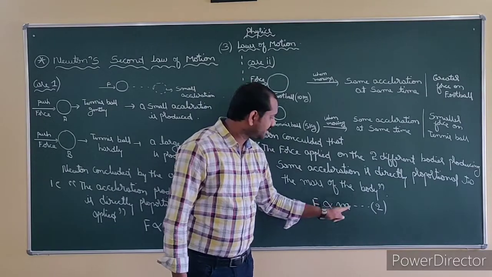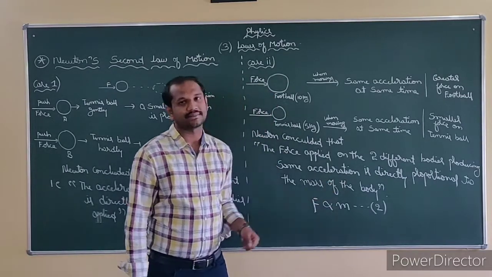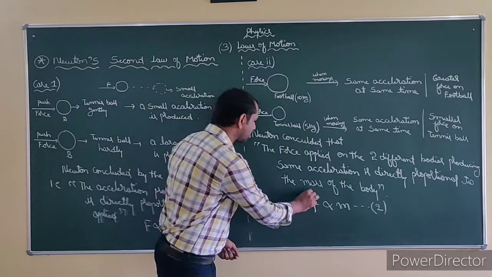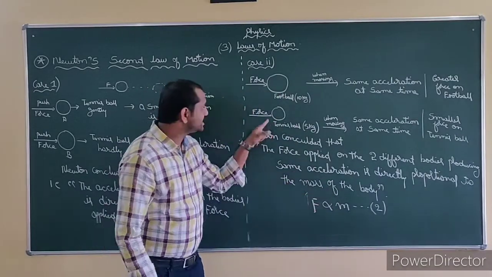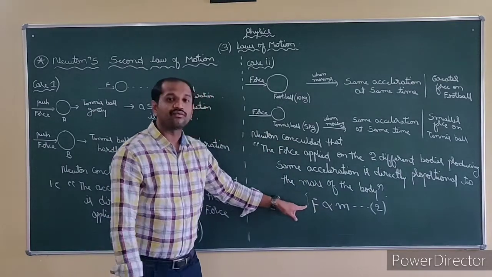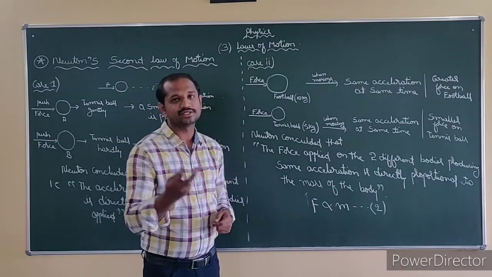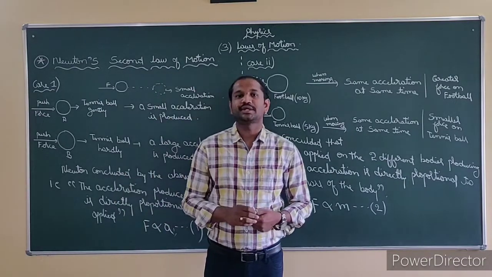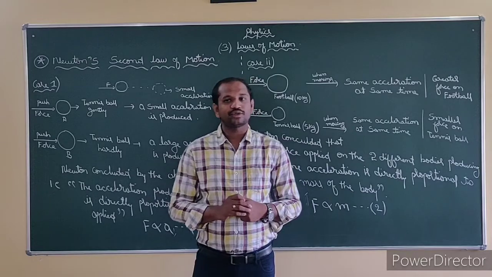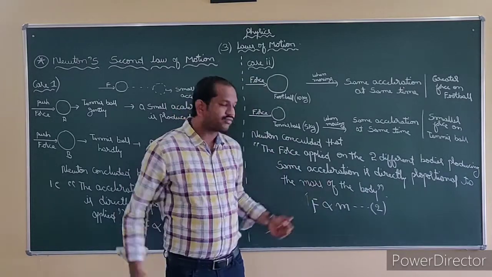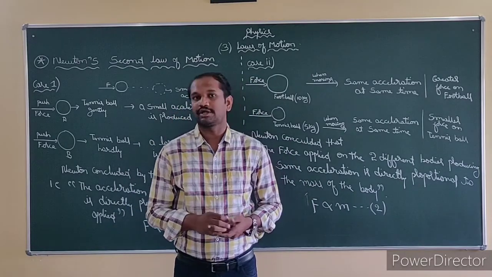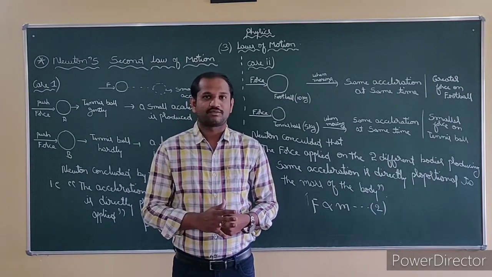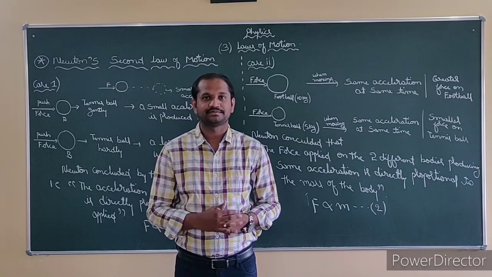Greater the mass, greater the force. See, mass is more for the football, so the force you need to apply is also more. Mass of the tennis ball is less, so the amount of force you need to apply on the tennis ball is also less. Understand? So this is what Newton actually concluded from both cases. Later, he put this into an expression, the mathematical expression of Newton's second law of motion. That we will see now.